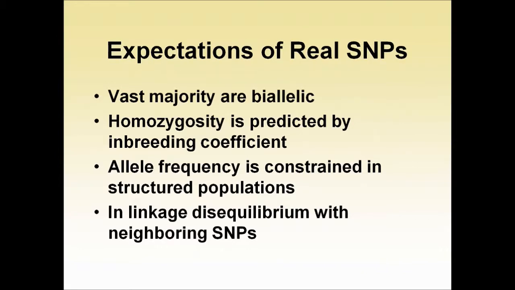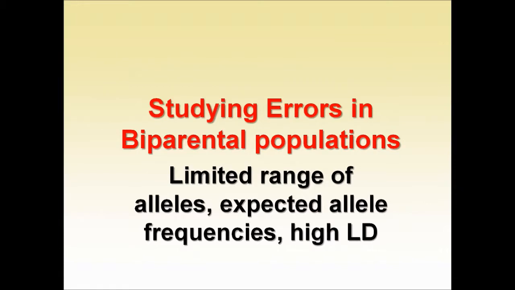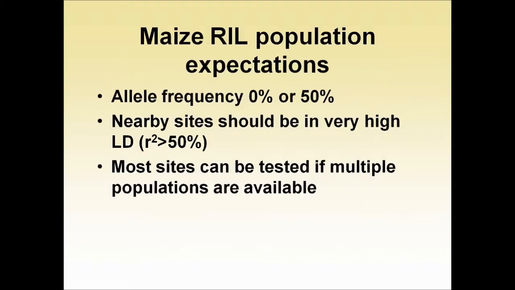Of course, the allele frequency is constrained in a mapping population. We expect 1-to-1 segregation or 3-to-1, depending on the population. And in these structured populations, we expect high levels of LD, so we expect that the SNPs will be in LD with their neighbors, so we can use all those things to filter SNPs. And biparentals give us a lot of power to find errors and also quantify how much error there is in GBS, because we have this limited range of alleles and expected allele frequencies and high LD.